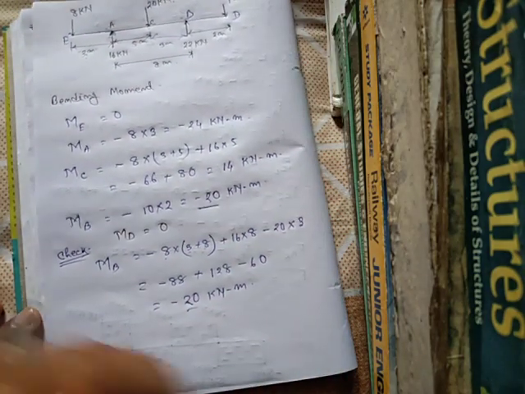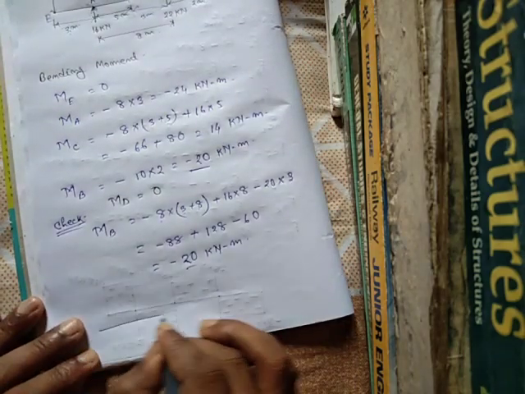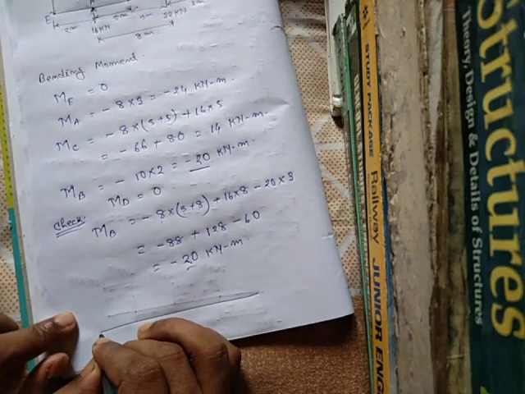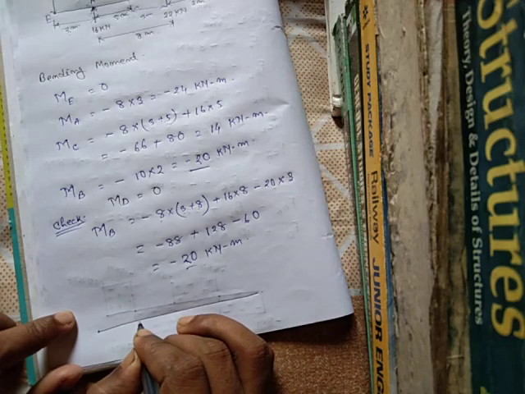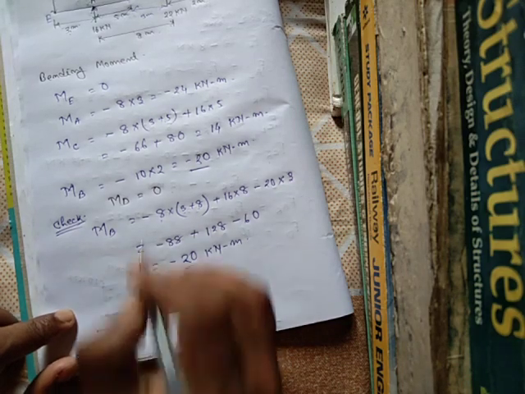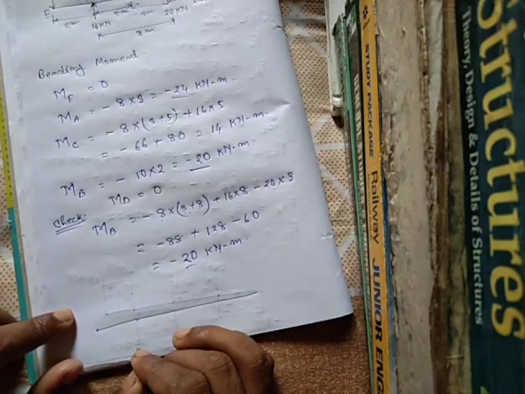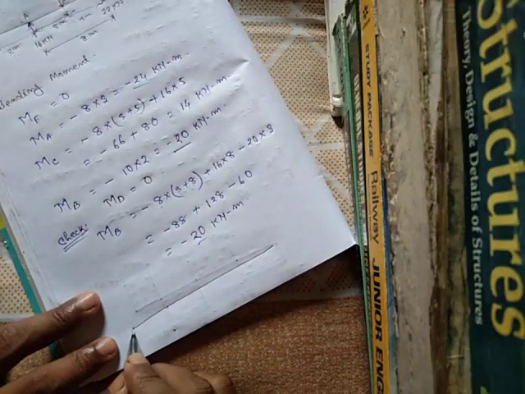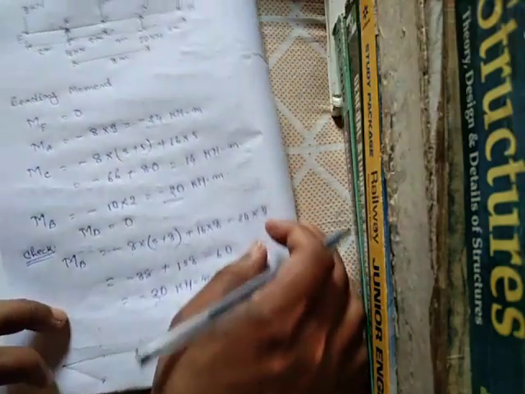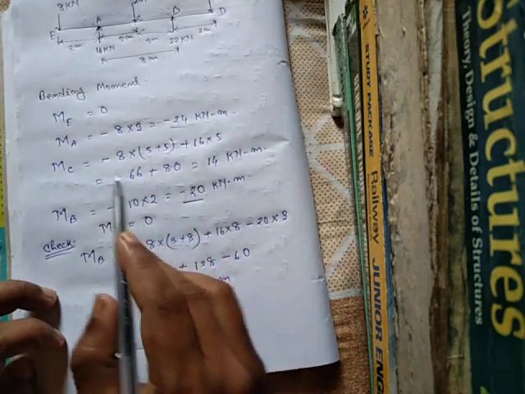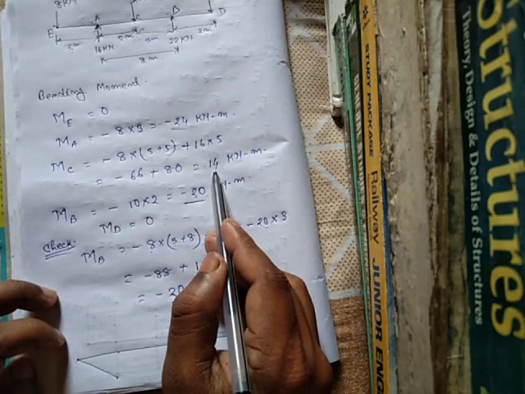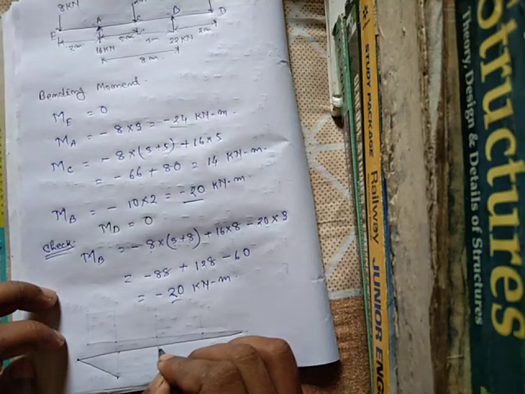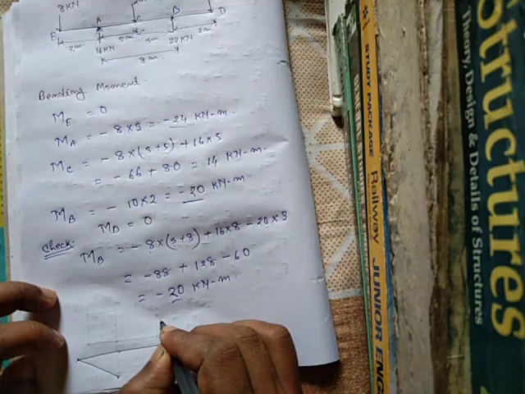Now draw the bending moment diagram. This is the beam. Bending moment at point E is 0. Bending moment at point A is minus 24 kilonewton meter, and it is linear. And bending moment at point C is 14 kilonewton meter, a positive value. The bending moment is 14 kilonewton meter here.